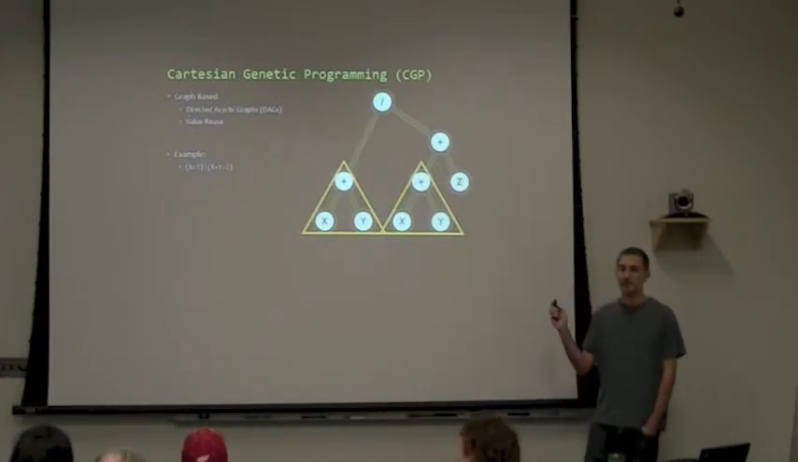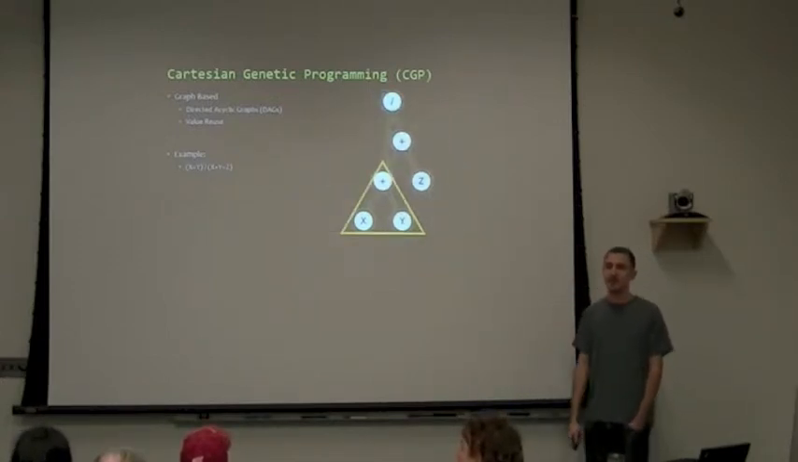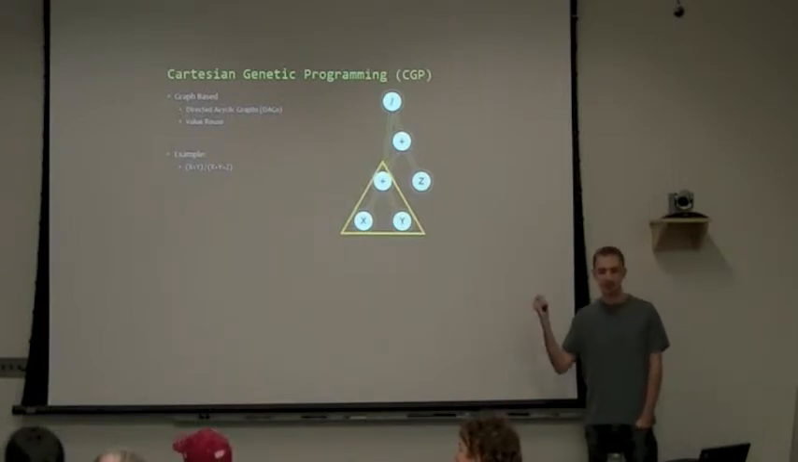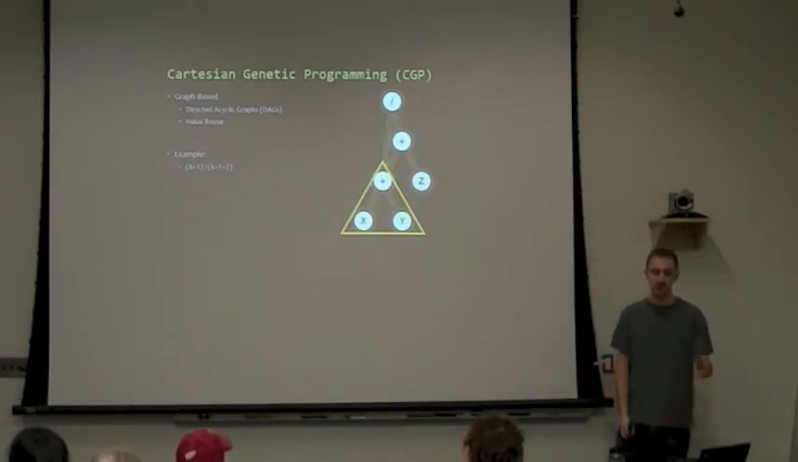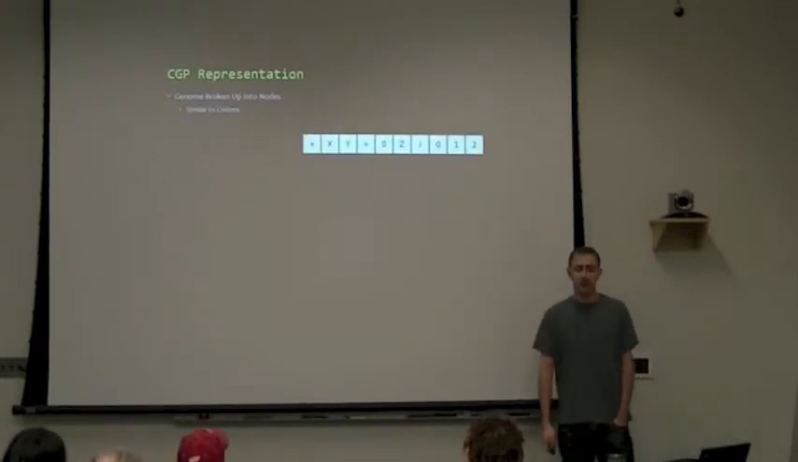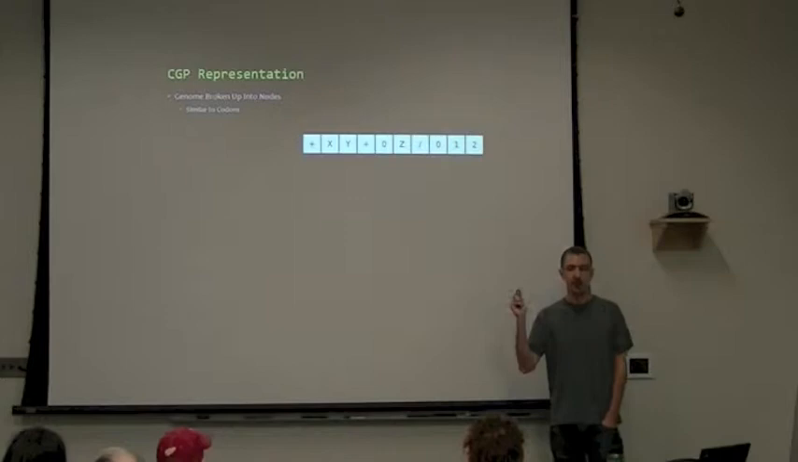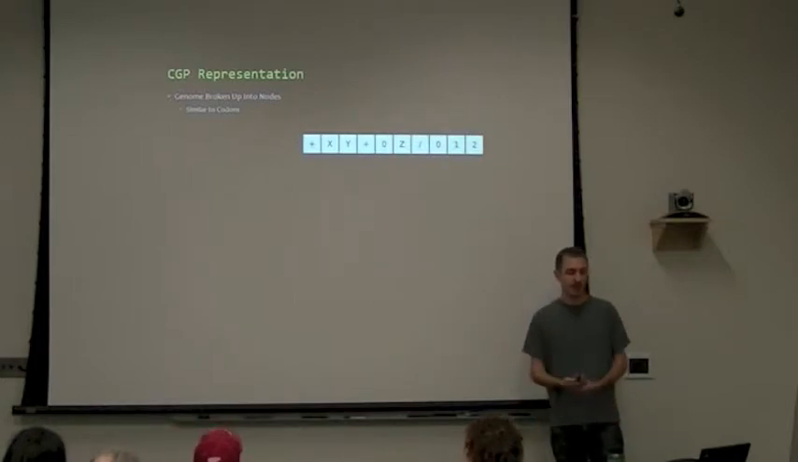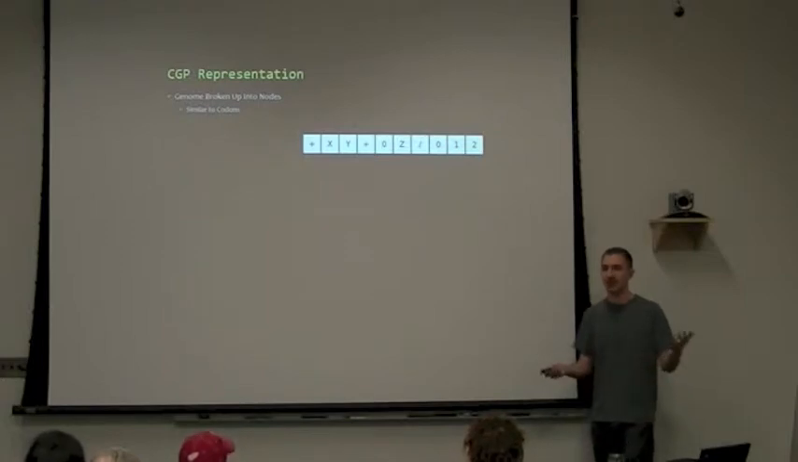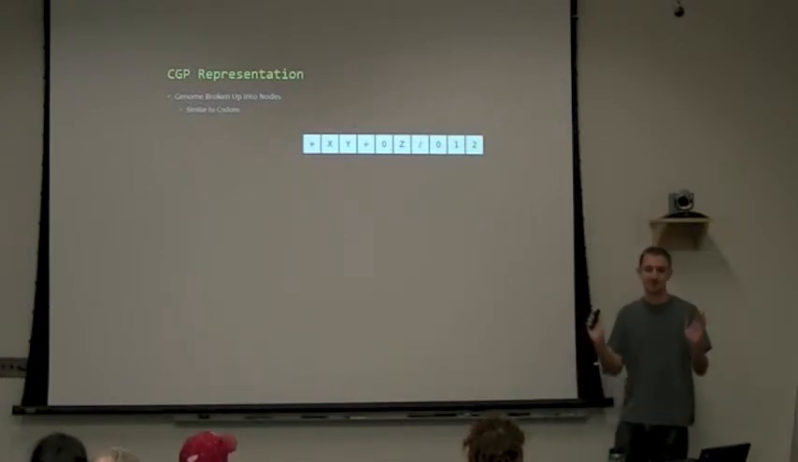So anyway, that's where graphs come in. If you use graphs, it allows you to reuse the value that you computed earlier. So here we're showing that by making a graph, you get to condense the representation: smaller, easier to evolve, and more terse, all sorts of nice things. So how do you do the representation of these graphs? The genome is broken up into nodes, similar to codons, I guess, for the biologists.